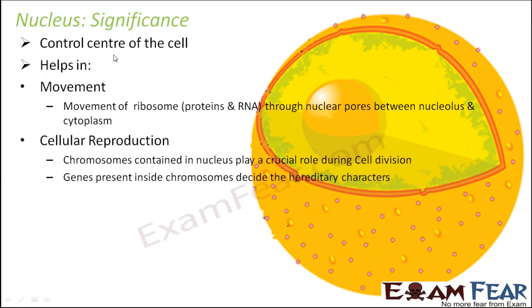Cellular reproduction, that is because genes are contained inside chromosomes which decide the hereditary characters, and also chromosomes play a crucial role during cell division. During cell division, the chromatin will form chromosome and then the chromosome will actually help in all the stages of cell division. So these are some of the very important properties of the nucleus without which the cell will not be able to perform its expected function, and that is why the nucleus is termed as the control center of the cell.